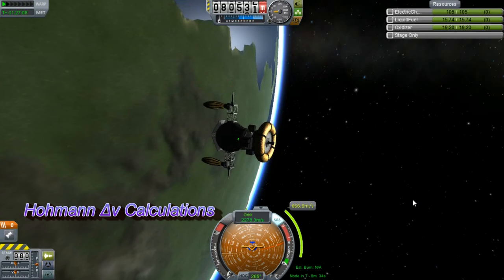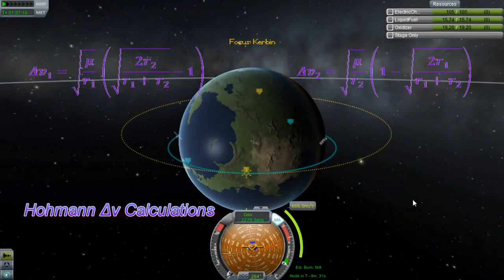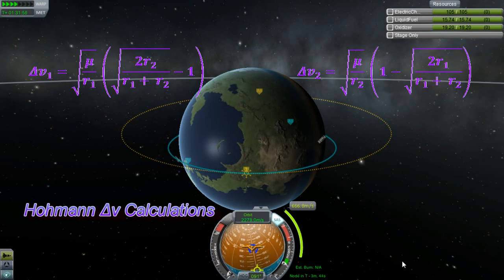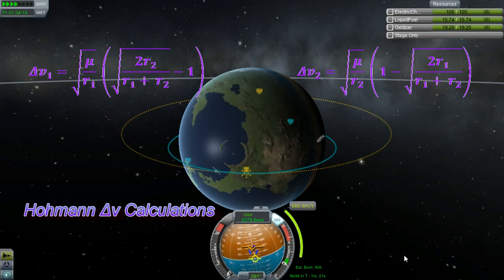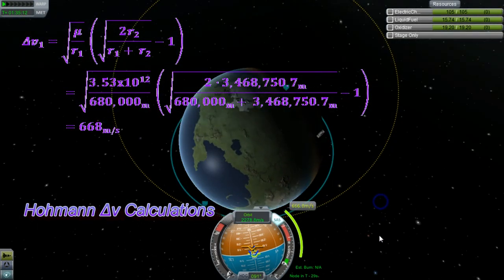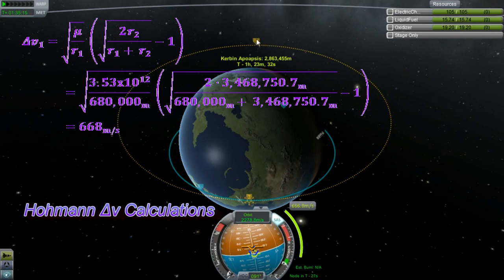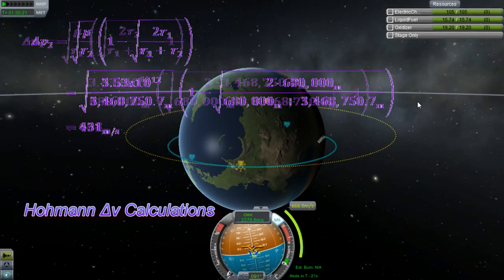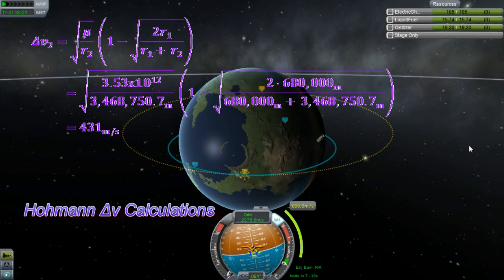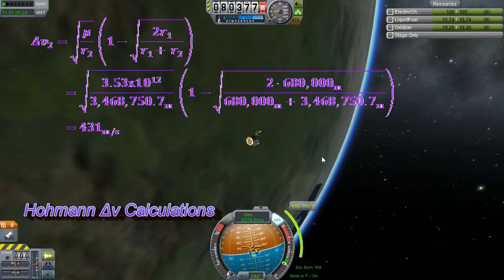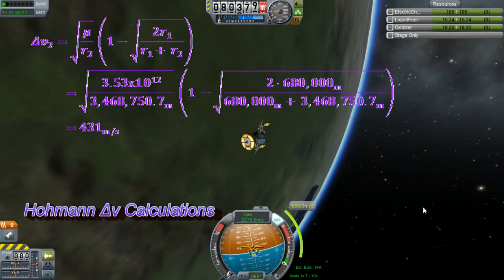So to calculate this, we have two delta V values that we can get, and they're simple equations that just involve the gravitational parameter of the planet and the radius of the orbit that we are in and the radius of the orbit that we're trying to get into. So to get from our parking orbit to the geosynchronous target orbit, first we need to burn at 668 meters per second to raise the apoapsis up to 2,869 kilometers. And once there, we'll need another 431 meters per second to circularize ourselves. So that means our satellite will need at least 1,100 meters per second in order to get into geostationary orbit.